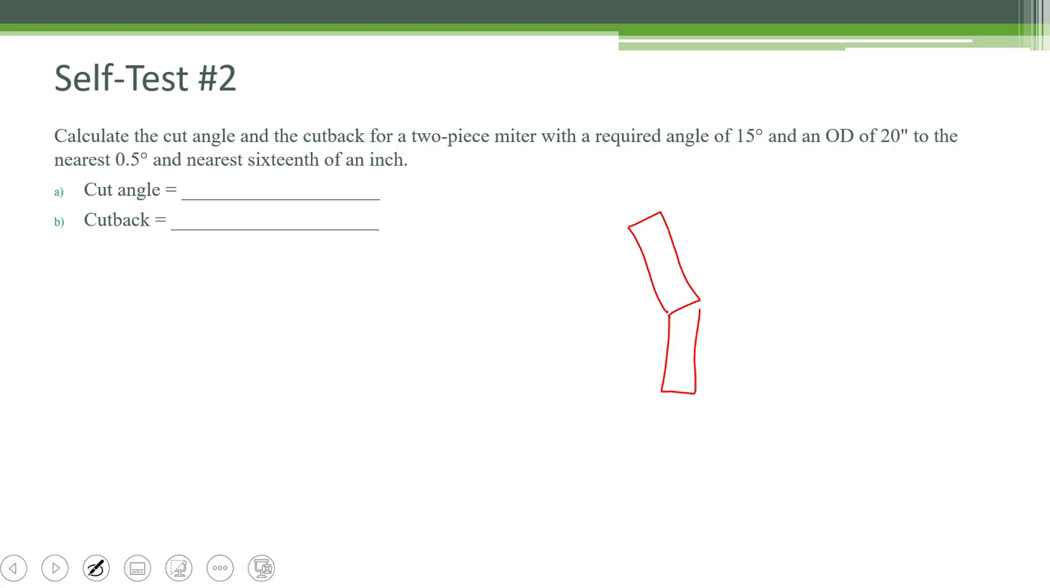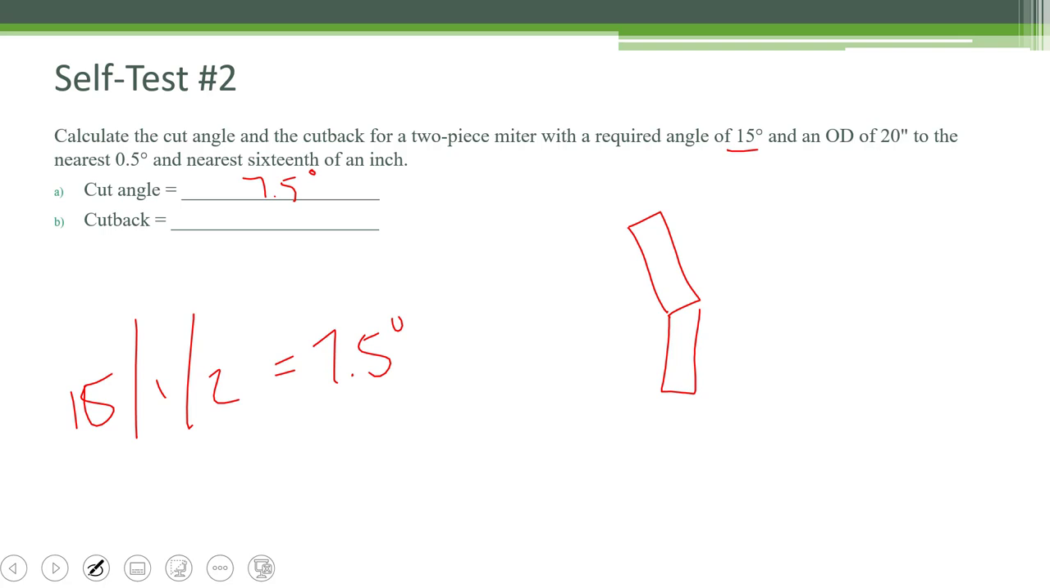Okay, and they're not giving us the radius because I guess we don't need it because we're not finding the A's and the B's. Okay, so to find our cut angle, again, it's just the degree divided by the number of welds divided by 2. So it's just 15 divided by, there's 1 weld, divided by 2 equals 7.5 degrees.